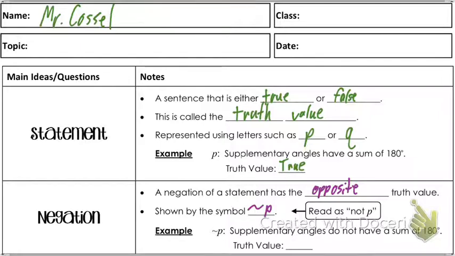An example, not P. We had P up here: supplementary angles have a sum of 180. Not P: supplementary angles do not have a sum of 180 degrees. What's the truth value of that? False. Supplementary angles do not have a sum of 180 degrees. That's false, because they do. And just like we said, it has the opposite truth value of what our statement was. Question on that?